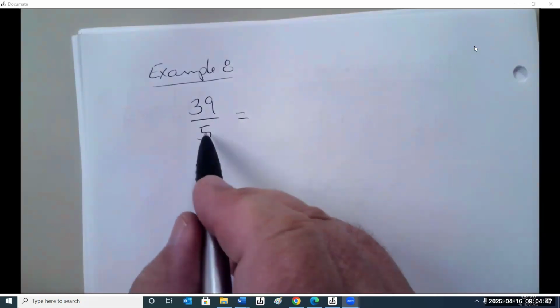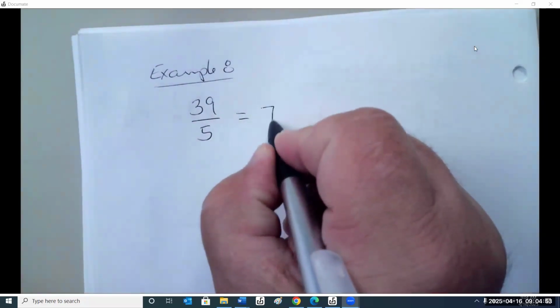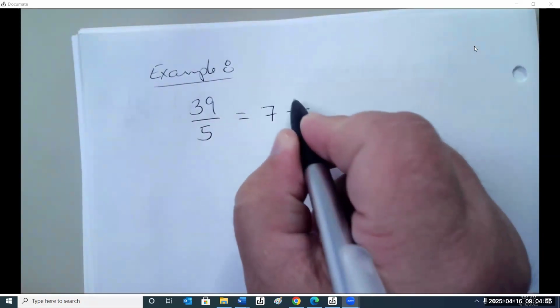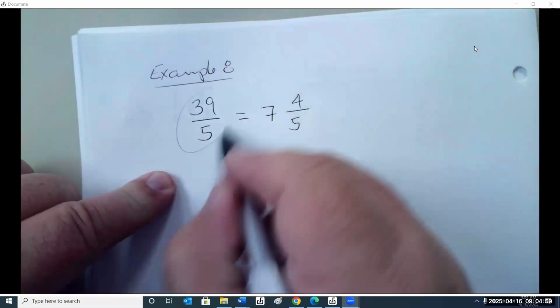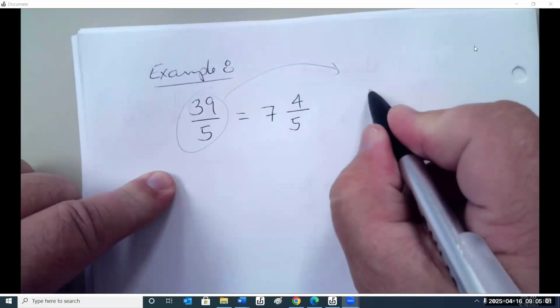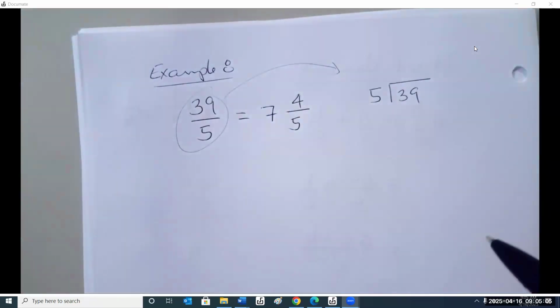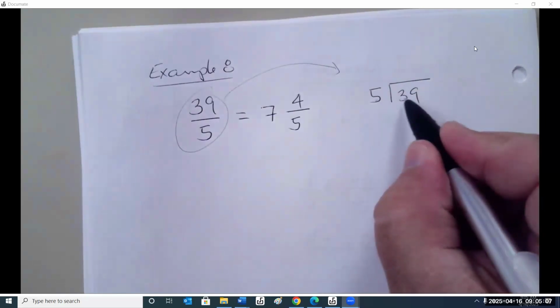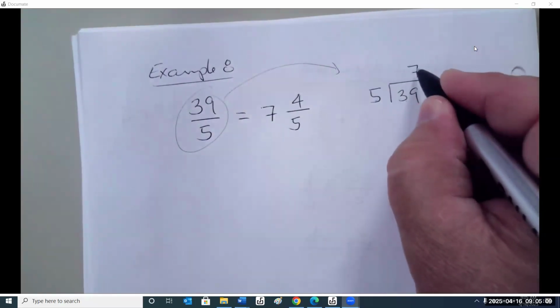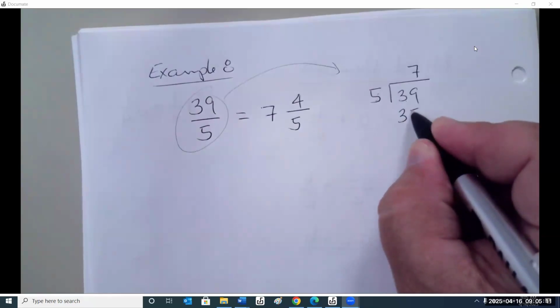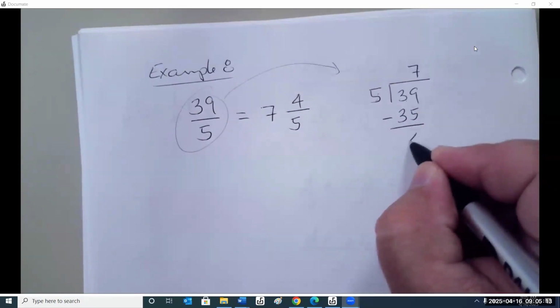The first thing you tell me is how many times does 5 go into 39? It goes into 7 times with how many left over? Yeah, so what you could do is we can go back to basic division. 5 goes into 39 7 times. 7 times 5 is 35. Subtract, I get 4.